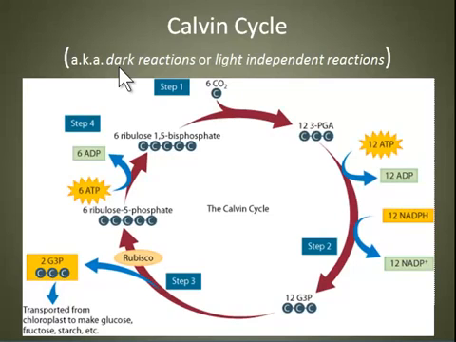The Calvin cycle is sometimes called the dark reactions or the light-independent reactions. This doesn't mean that they only happen in the dark. It simply means that they do not require light to occur. They often stop when it's dark, though, because they rely on energy from the light-dependent reactions to power them.